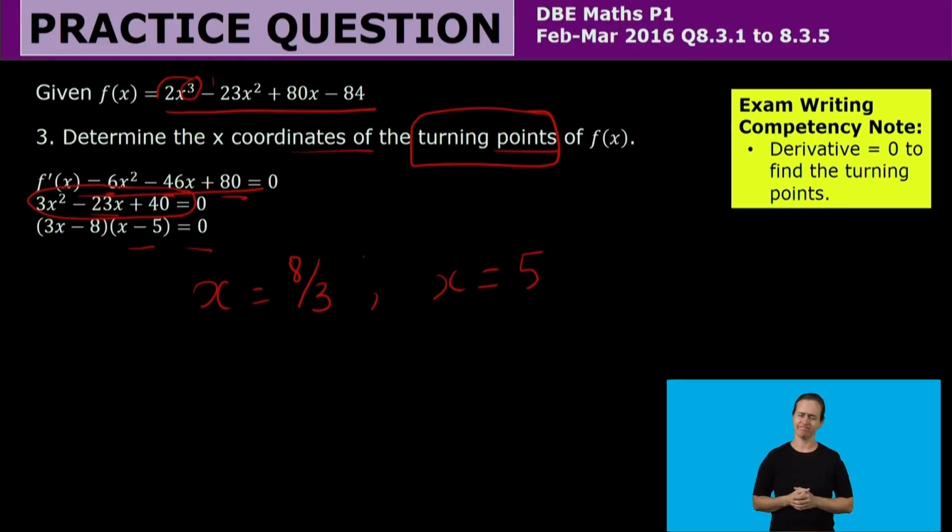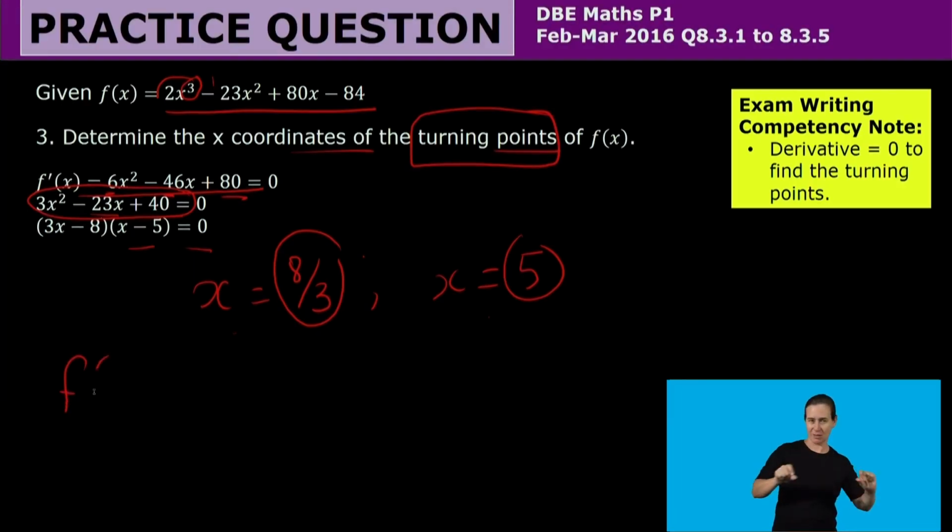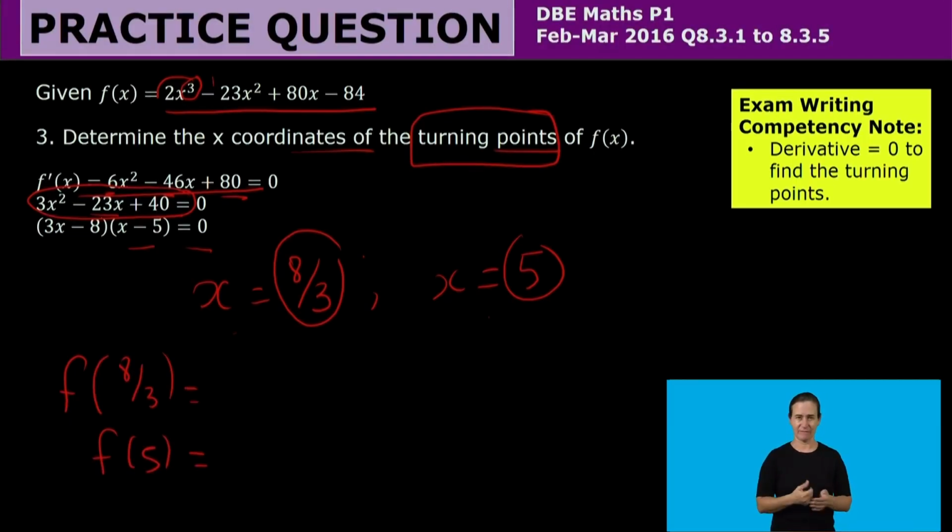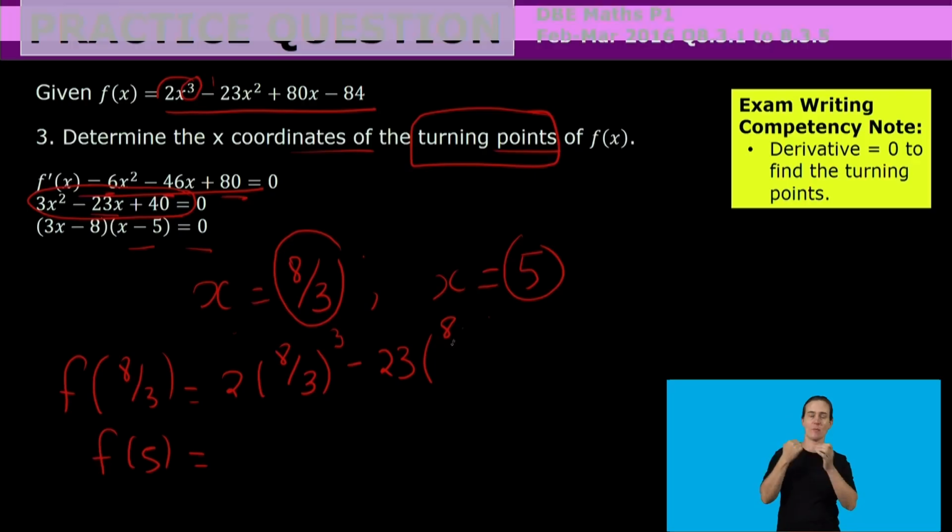But now you've got to stop and say, well, am I done? And the answer to that is no, because they wanted a point. All you've got is the x coordinates. We need to find the function values. So now we need to take these values and substitute them back into your expression. So f of 8 over 3 and f of 5. And we need to see what the corresponding function values are. Okay, so let's quickly do that. So I'm substituting 8 over 3 in place of x. And we'll do one at a time so that we don't make careless errors.